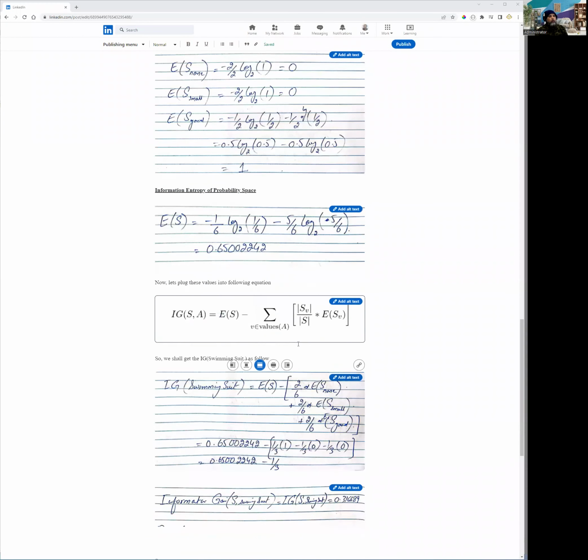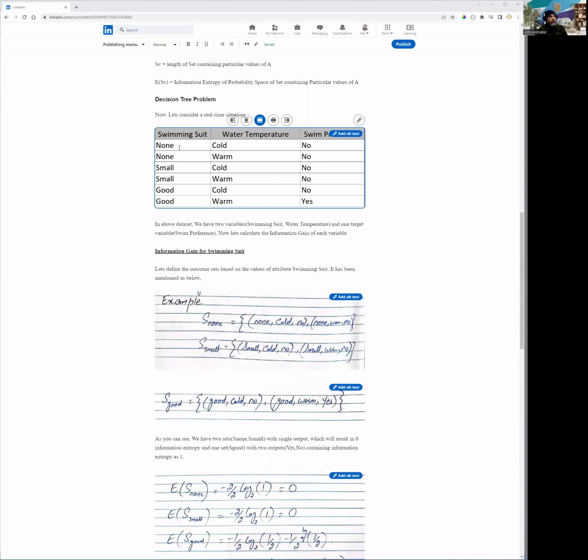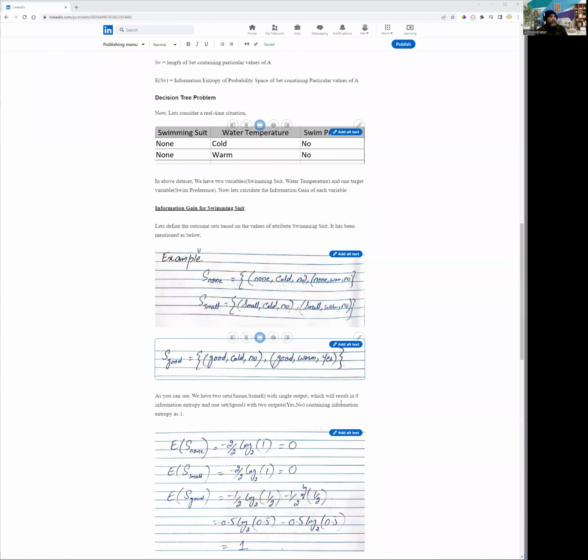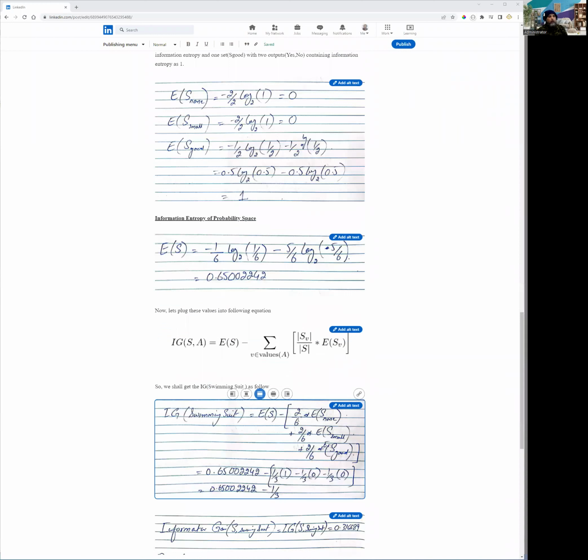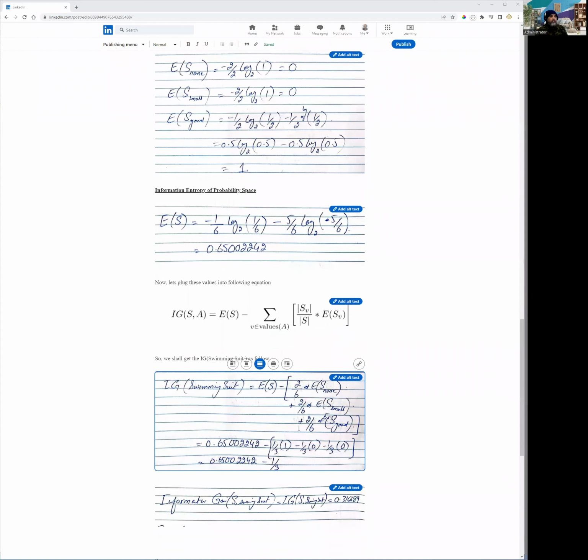So now we are just going to start putting in the values. We are going to calculate the information gain of swimming suit. So we have two values for none out of 6, because if you can see in here, we have 6 rows, and out of 6 we have 2. So that's the length of the S of V for our first set, which is S of none. The second one is the same, S of small, and the third one is the same, S of good. And the entropy of S of none, we calculated 0. The entropy of S of small is 0 as well. The entropy of S of good, however, is going to be 1.